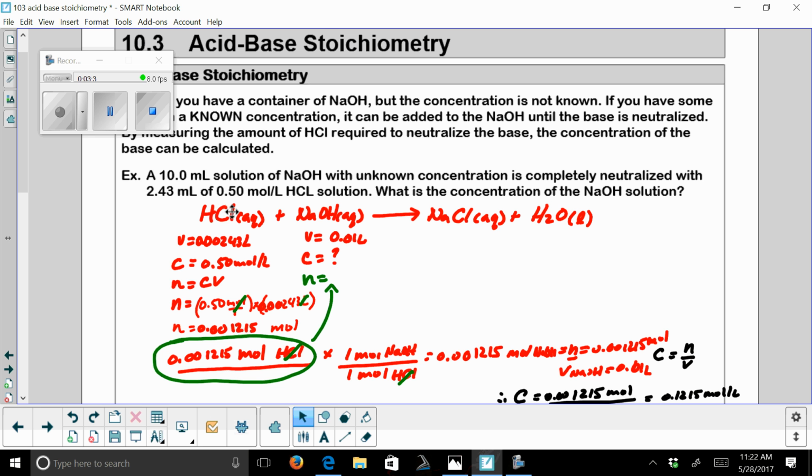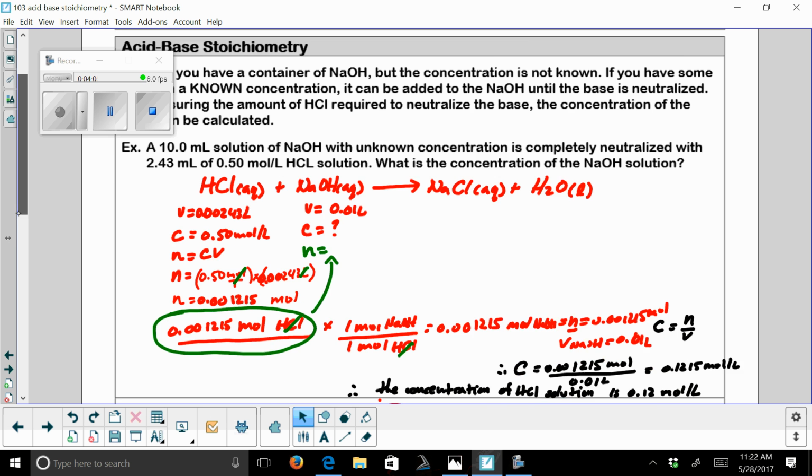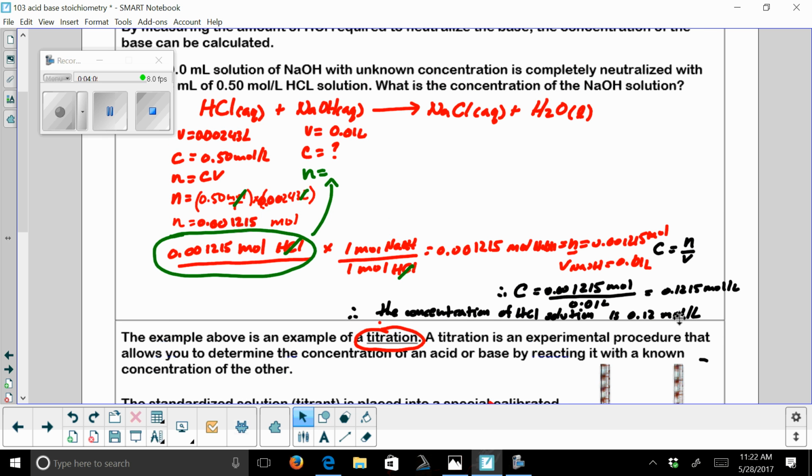So we're going to figure out how many moles of the acid were required to neutralize the base. When I work this out, we used up 2.43 mils, and the concentration is 0.5 moles per liter. So we needed 0.001215 moles of hydrochloric acid to neutralize the base. Well, how much base was neutralized? It's a 1-to-1 ratio, so it's 0.001215 moles of sodium hydroxide. Now we know how many moles we have, and I also know the volume. Remember, we started with 10 mils. So I simply divide the two, and we end up with our final answer, 0.1215 moles per liter. And with significant digits, it's 0.12 moles per liter because we have two significant digits in my concentration. So basically, that's how you do that.